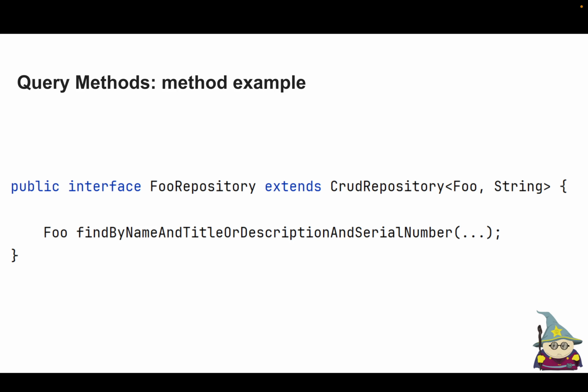Most of you most likely faced these methods in your career, and they usually look like that. So we have a method that we want to use to retrieve a full entity. We use parameters such as title and description or serial number to search by, and all the filters are specified in the method name.